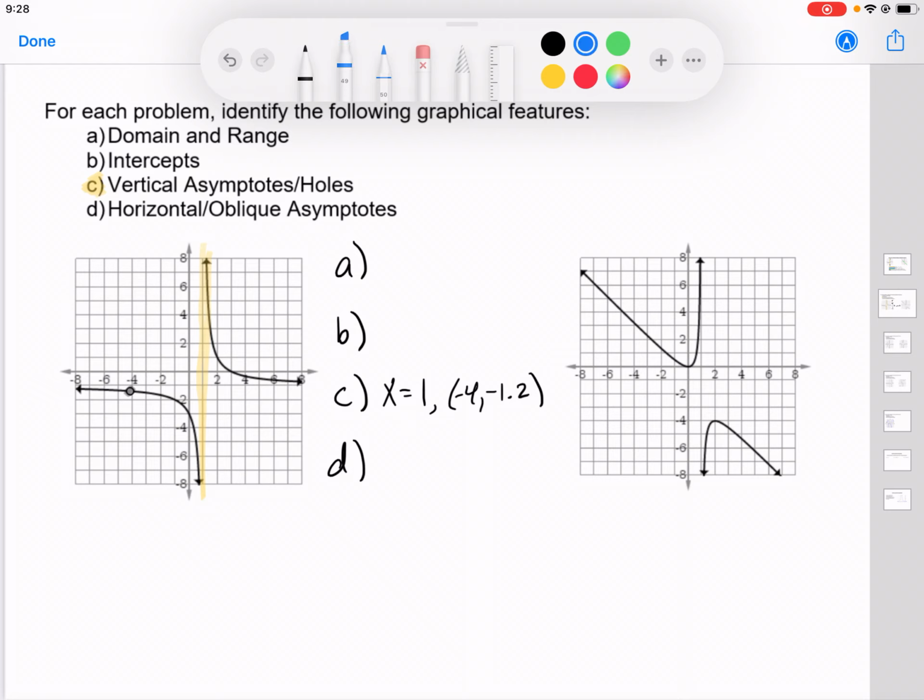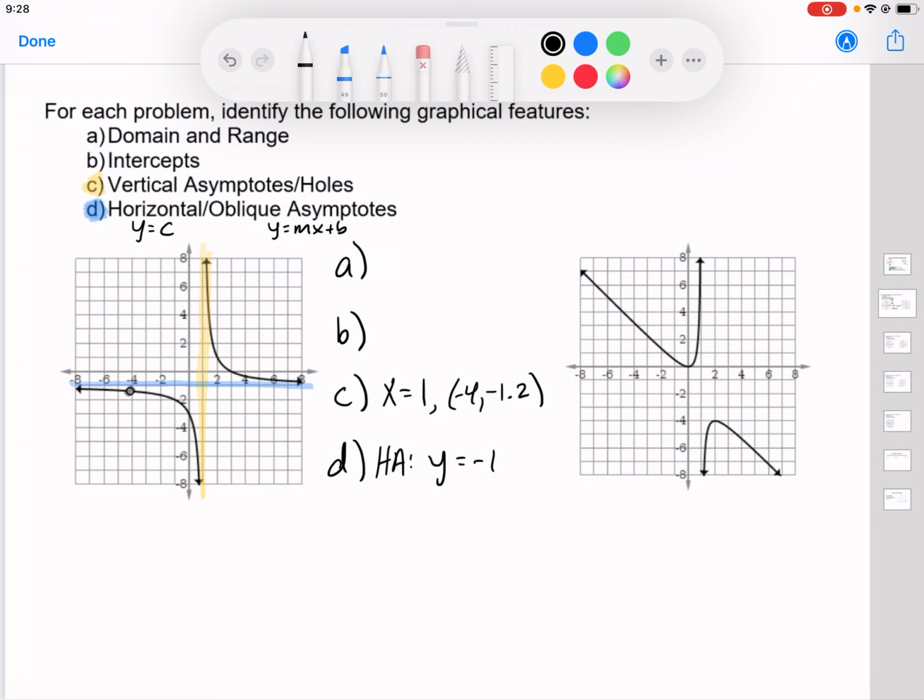Then we're going to go ahead and do our horizontal or oblique. By the way, these are combined because you can only have one or the other, so there should only be one answer on letter D. It's either going to be horizontal or oblique. So this one's horizontal, which you don't have to write because it'll be obvious, because horizontal is always going to be like y equals some number, while an oblique asymptote is always going to be in the form y equals mx plus b. So this is y equals -1.